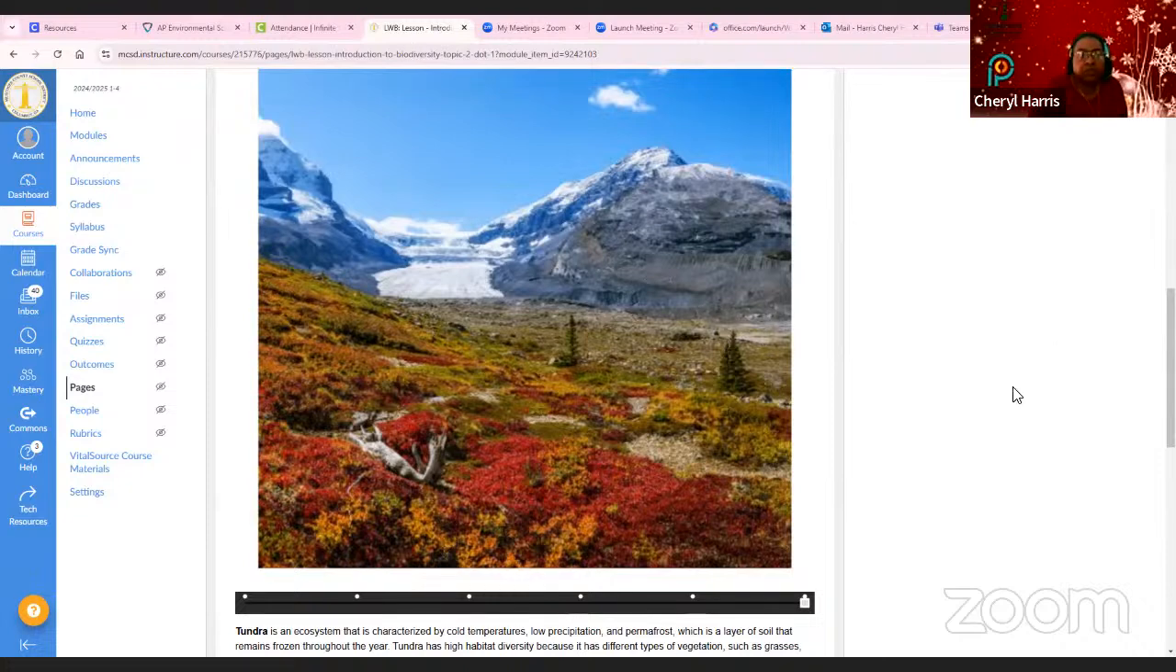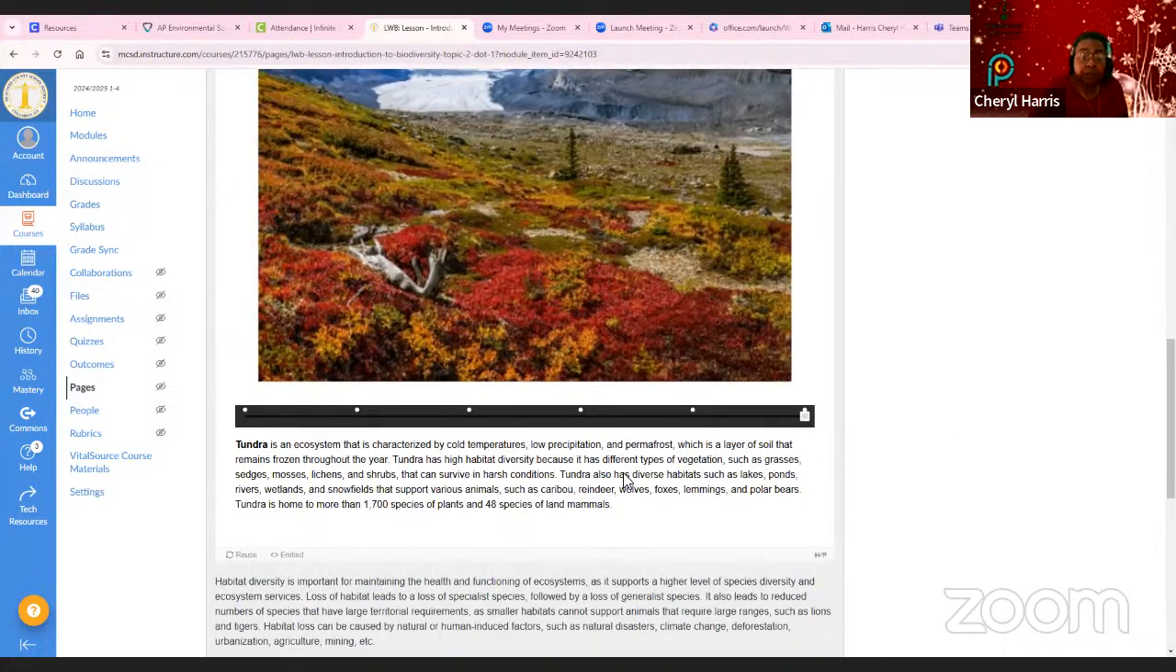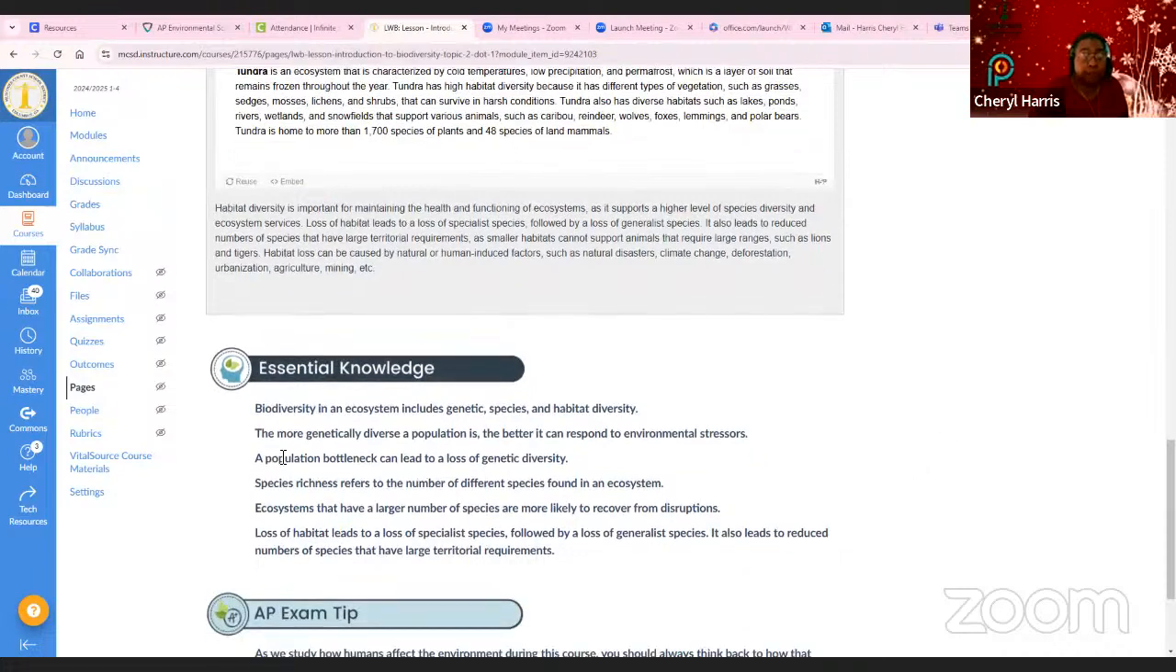All right, and this is your mountains. This is more like a tundra area where you have high mountains with icy caps, and not everything is going to grow there. They call that permafrost, areas with permafrost and tundra. Okay, so you can go through those to look at what populations are. And again, go through and look at these essential knowledge topics.